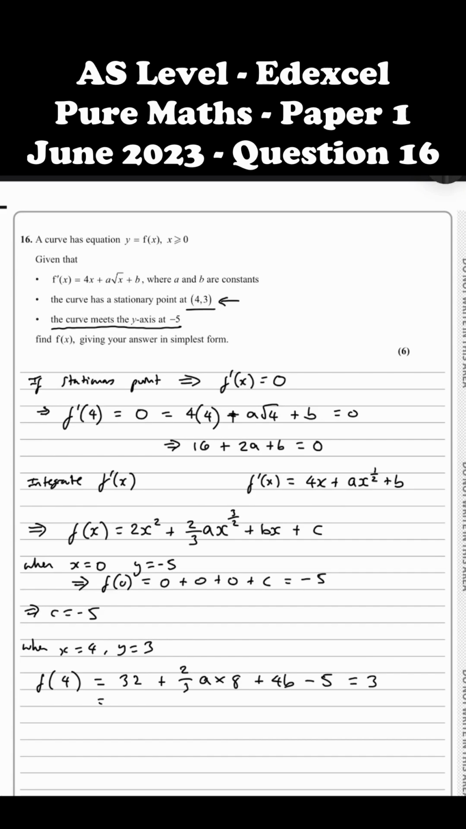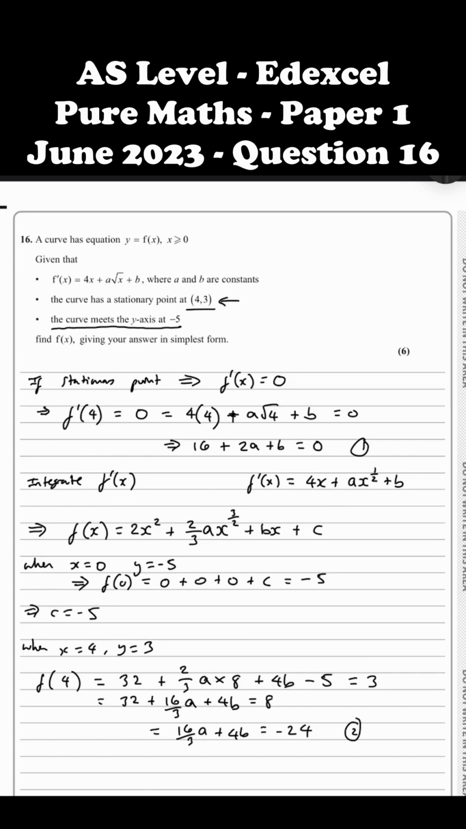So I'll just tidy this up a bit. We're going to have 32 plus 16 over 3a plus 4b equals 8. I'll take the 32 onto the other side as well, so I get 16 over 3a plus 4b equals minus 24. I now have simultaneous equations, so we have equation 1 up here and equation 2 down here.